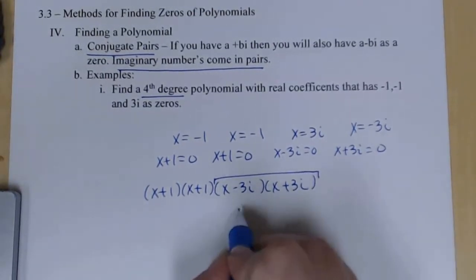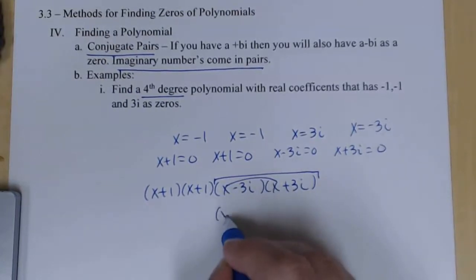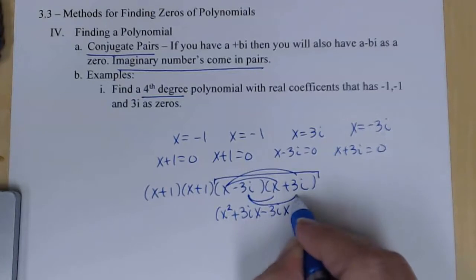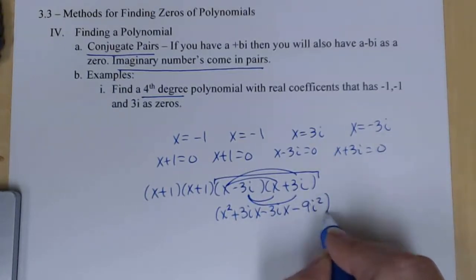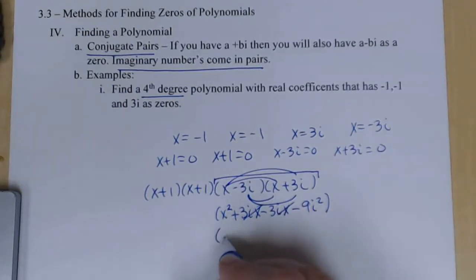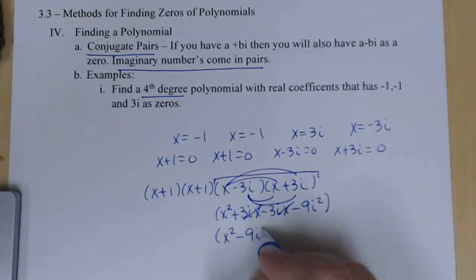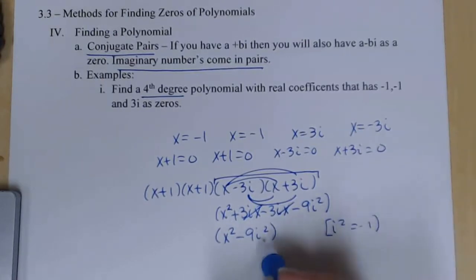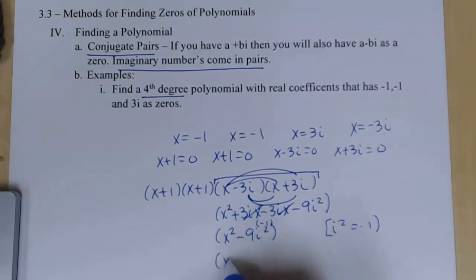And so the first thing I'm going to do is distribute that. So x times x gives me x squared. x times 3i is positive 3ix. Negative 3i times x gives me negative 3ix. Negative 3i times 3i gives me negative 9i squared. So these cancel. Now remember, can't forget stuff we've done earlier in the class. Remember, i squared is equal to negative 1. So I'm going to plug that in here. Negative 1 times negative 9 gives me x squared plus 9.